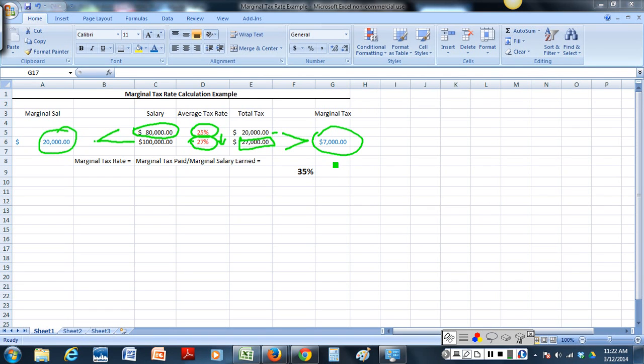So the marginal tax, the extra tax we paid from 20 to 27, is about $7,000. So we paid $7,000 in taxes when we decided to make $20,000 in extra salary. So actually your take home is only $13,000 because you paid $7,000 in tax.